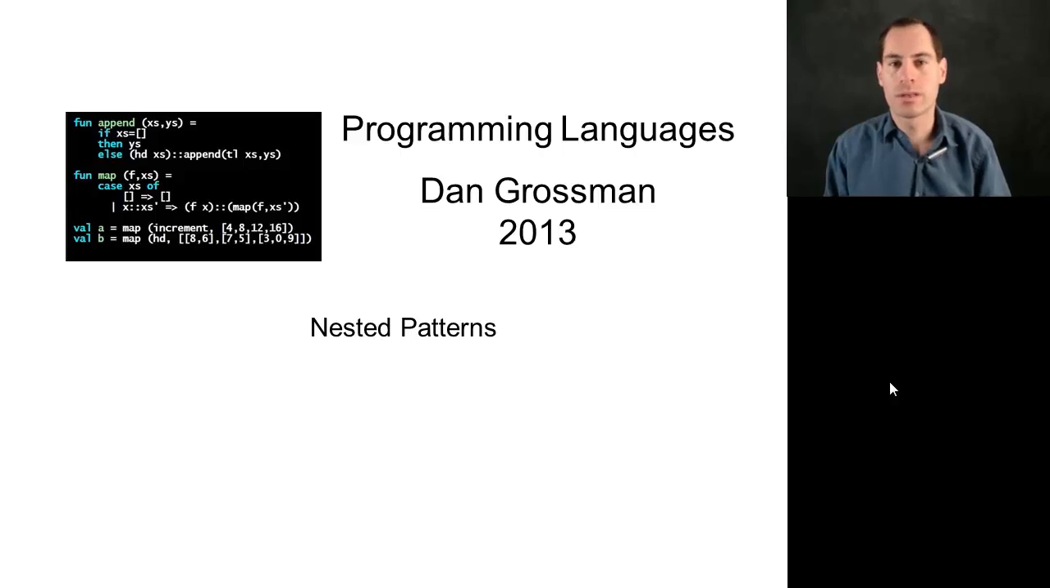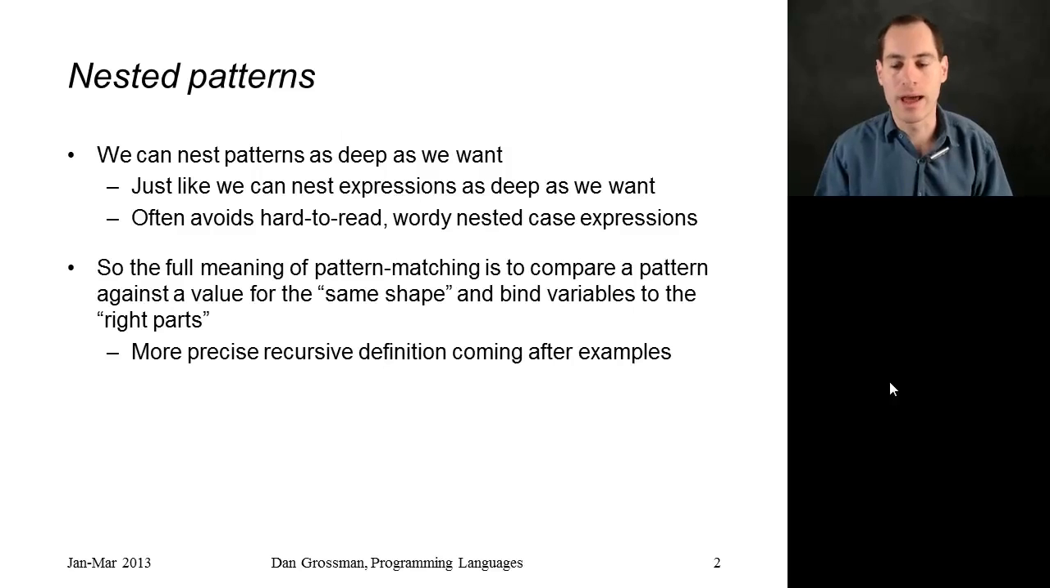In this segment, I want to start talking about nested patterns. This is going to generalize everything we've been learning about pattern matching by doing a very simple thing, which is letting us put patterns inside of other patterns and then extending our definition of pattern matching to account for that. So it turns out that we can nest patterns as deep as we want. Everywhere we have been putting variables in patterns, we can actually put other patterns.